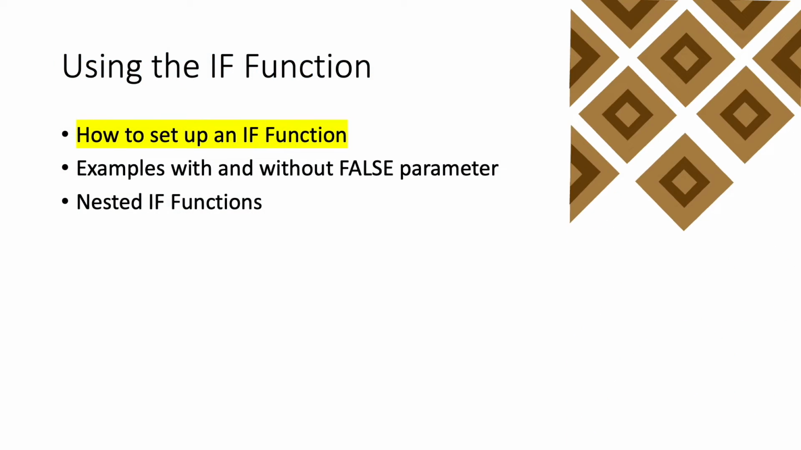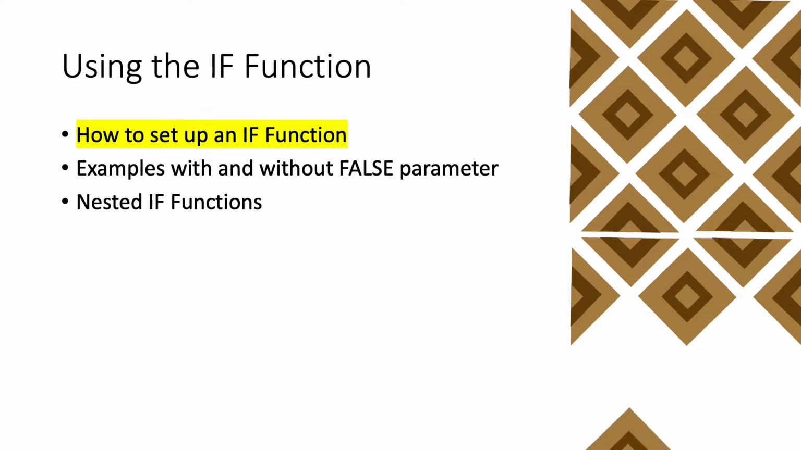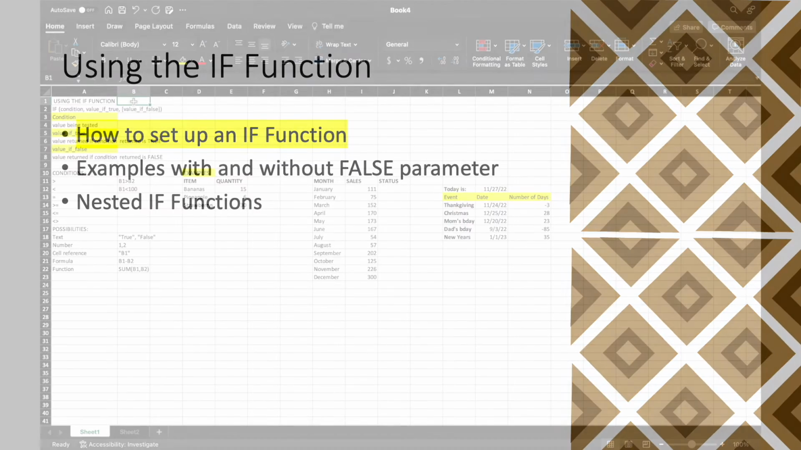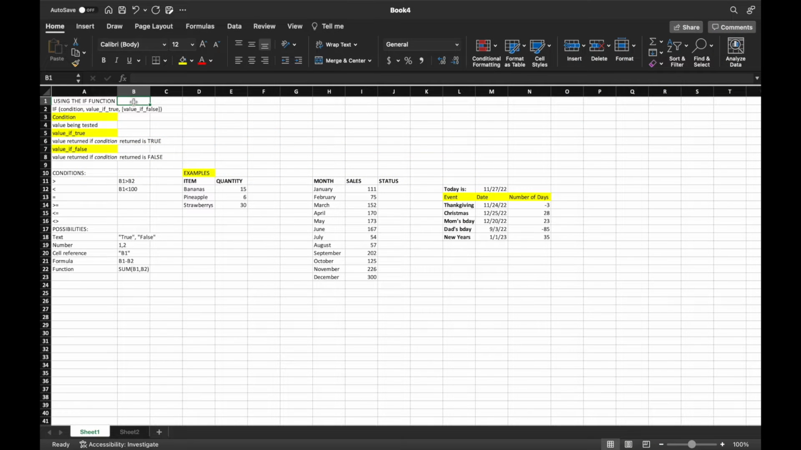be going over using the if function, and the first thing I will be talking about is how to set up an if function. The if function is a very commonly used function that has many real-life applications. When using the if function, it's important to know that there are 3 parameters that need to be input. The first one being the condition, which is the value that is being tested.